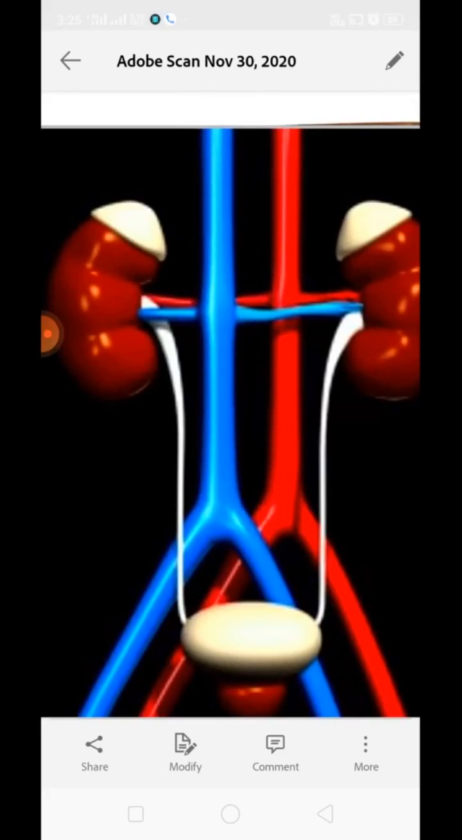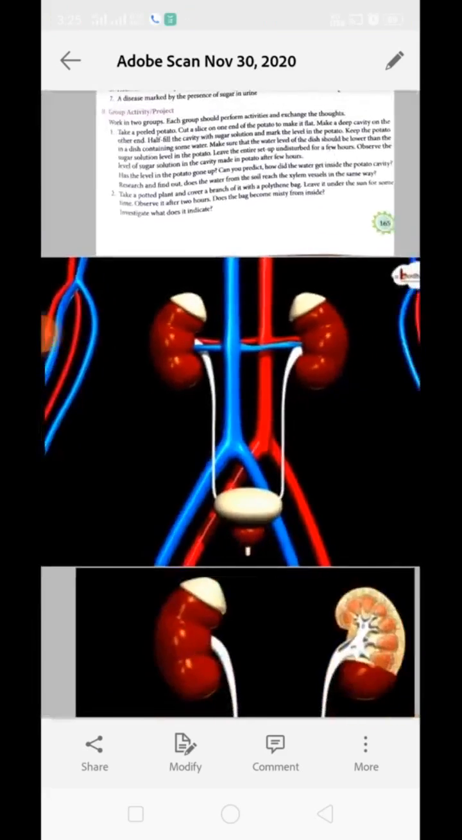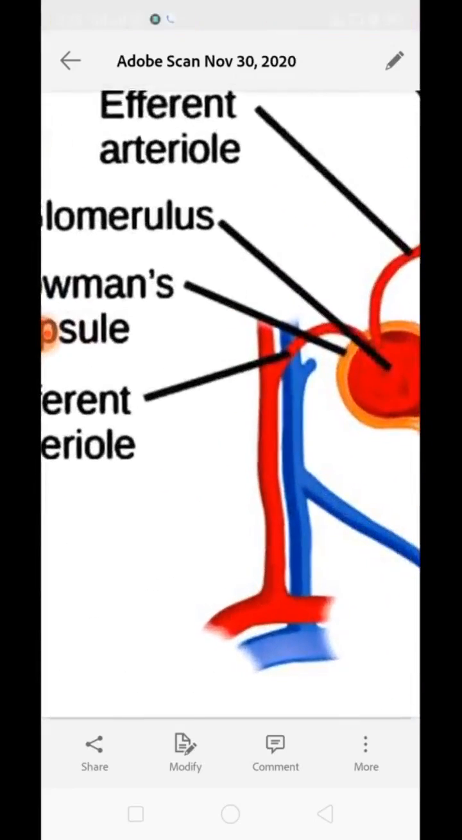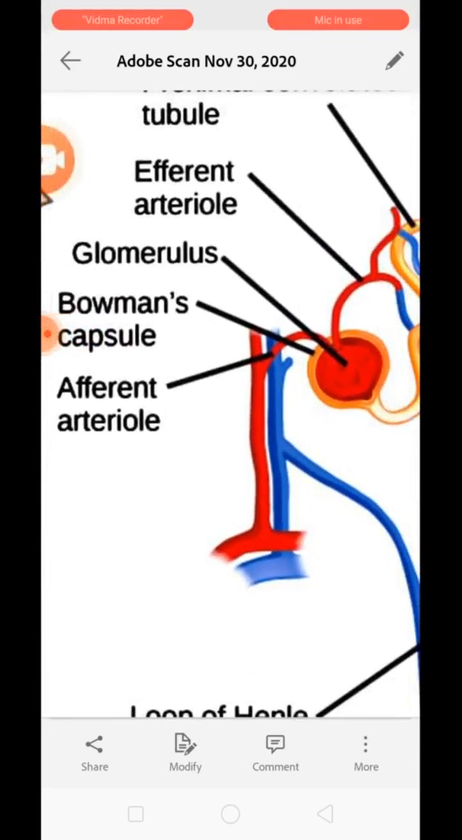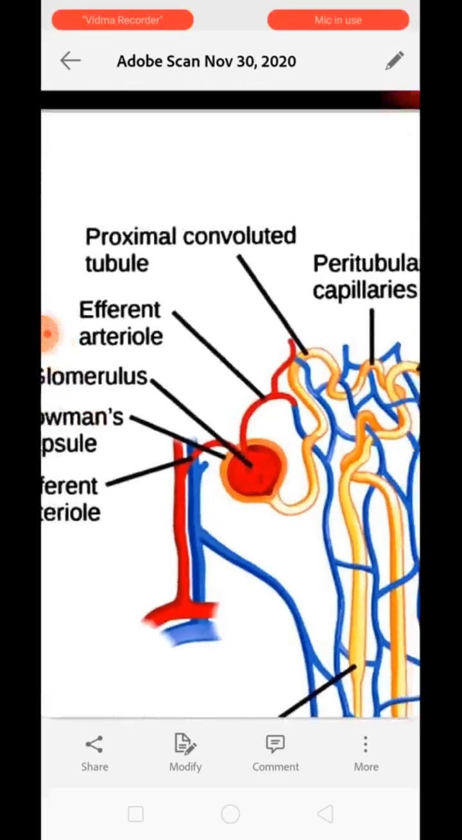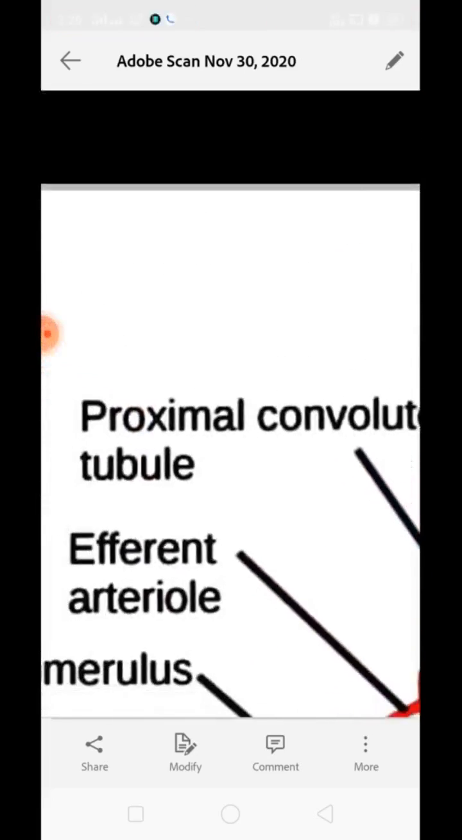So the renal artery brings the blood into the kidney, and later it reaches the nephron. Over here you can see this red blood vessel going inside the cup-like shape of the nephron. This cup-like shape is known as the Bowman's capsule. Over here we have a network of capillaries through which the waste material gets filtered inside this long tubule, known as the proximal convoluted tubule.